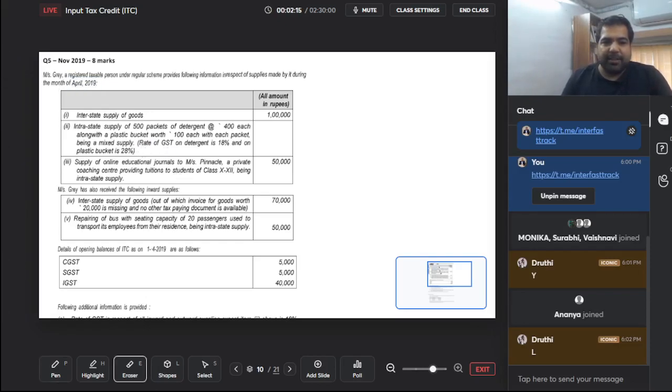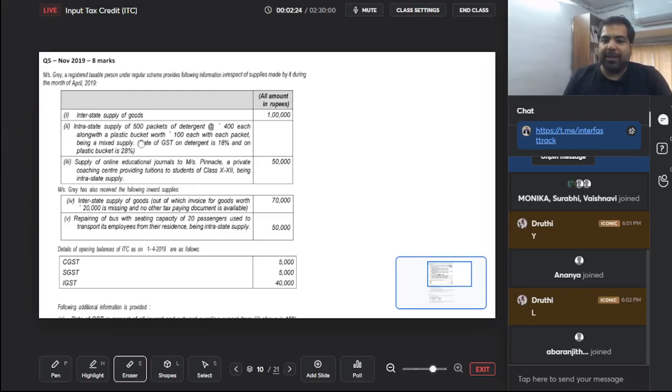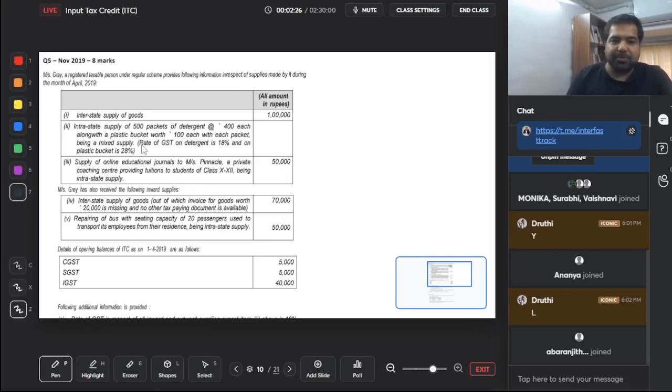Next guys, they also have the following inward supplies. Inward supplies means what guys? Inward supplies is purchases. Purchases will give you credit. So this will help you build your electronic credit ledger. Can we have an opening balance of ITC? Yes, we can. These are the opening balances guys. Always I first, then C and then S when you write.